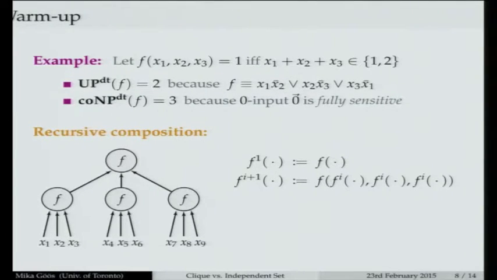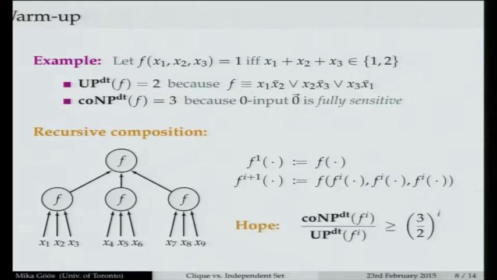And more generally, I would define the function according to a complete ternary tree, where the internal nodes are computing f, and everything's a tree, so the inputs are disjoint. The idea here, the hope, is that if f exhibits some gap, 3 versus 2, then when you recursively compose it with itself, every time you add one layer, the gap would increase by a constant factor. So, something like this. This is the hope.